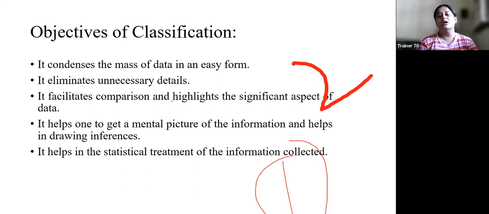It eliminates unnecessary details. Unnecessary details means there is possibility that some of the letters will not have proper address. कुछ लेटर्स होंगे जिसमें प्रॉपरली एड्रेस मेंशन नहीं है तो you don't know उस लेटर को कहाँ भेजना है, उसको किस तरह से आप सेग्रीगेट करोगे. तो आप वो लेटर्स को सेग्रीगेट कर दोगे, हटा ही दोगे, सेपरेट कर दोगे. By this we mean eliminating unnecessary details.